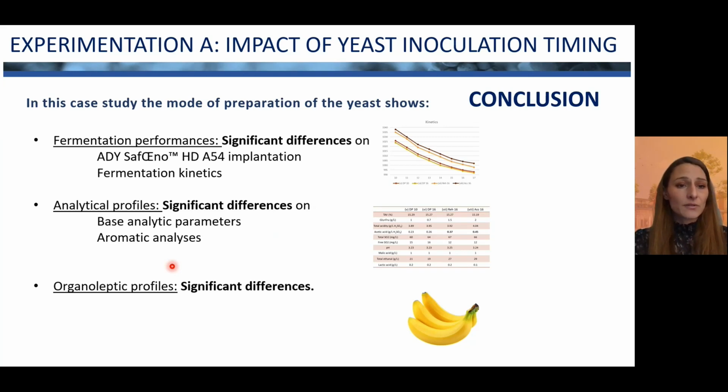So we saw some differences on the fermentation performances. On the implantation of the active dry yeast, the direct pitch had a better implantation versus rehydration and acclimatization, which directly had an impact on the fermentation kinetics. We saw also some significant difference on the base analytic parameters, such as the volatile acidity, and on the aromatic molecules, especially the isoamyl acetate, and this directly translated into a significant difference in the organoleptic profile.